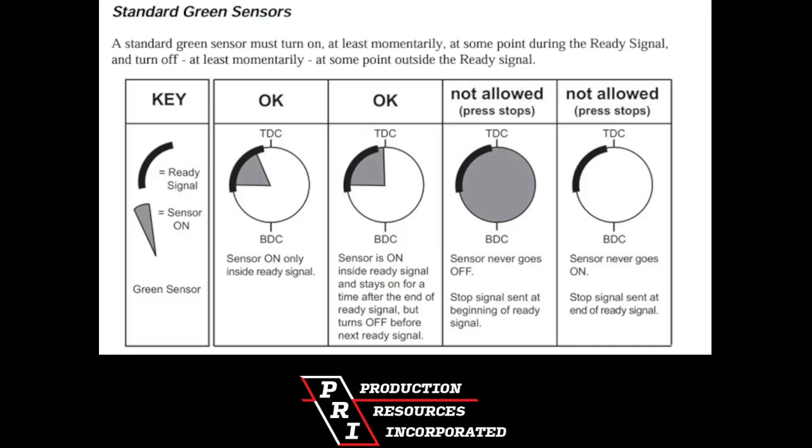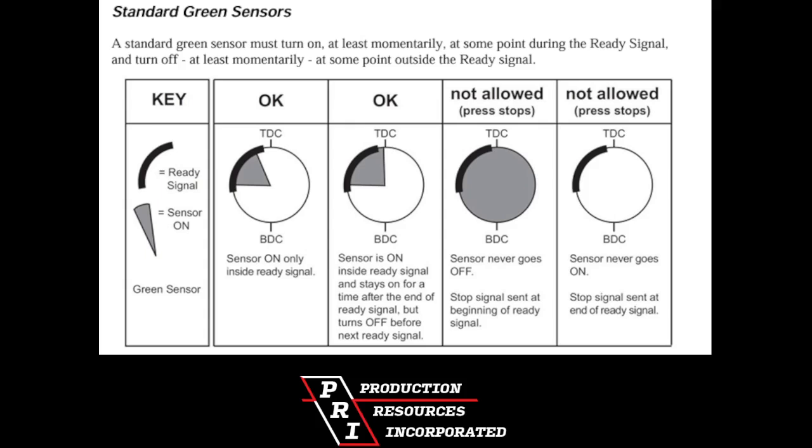Here are examples of the green sensors being satisfied and when faults will occur. If you look at the OK on the left-hand side of the screen, the sensor is on during the ready window. We can also come on after the ready window. As long as that sensor comes on sometime during the ready window, we consider that to be an OK condition. The sensor can turn on and off multiple times during the ready window, and it's also allowed to turn on and off outside the ready window.